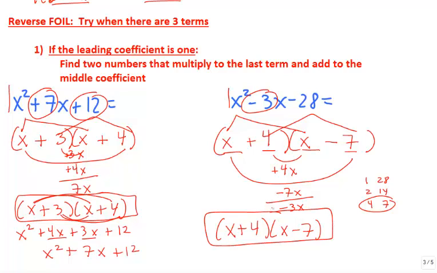And remember, you can always re-FOIL this out, and you should be getting back what you started with. If you don't, then something's wrong, your signs are off, your constants are off, and you need to rework the problem.